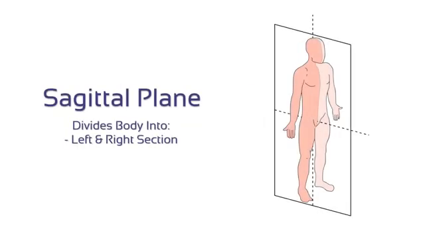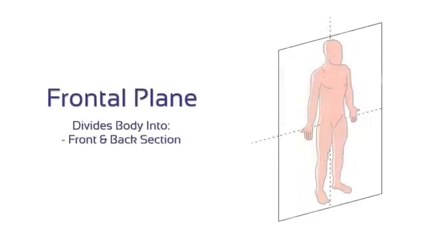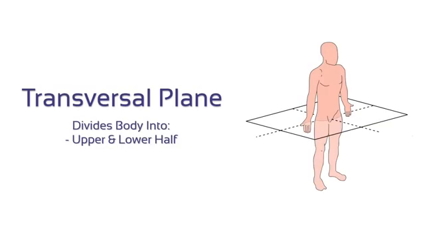The sagittal plane divides the body into a left and a right section. The frontal plane divides the body into a front and a back section. The transversal or horizontal plane divides the body into an upper and a lower half.